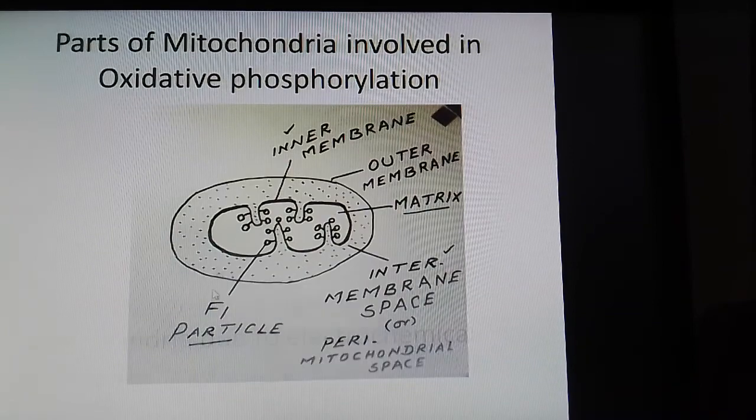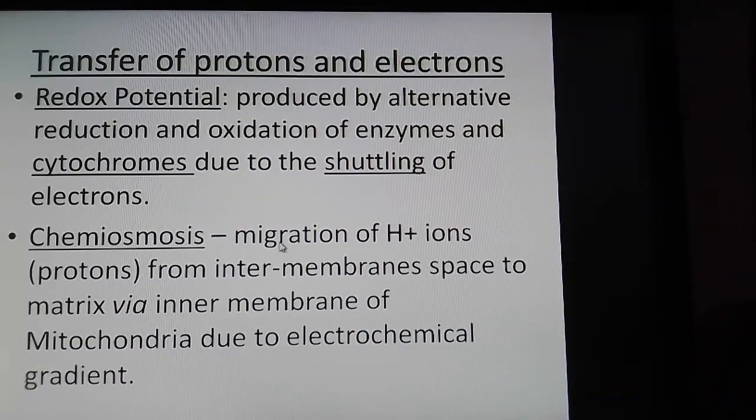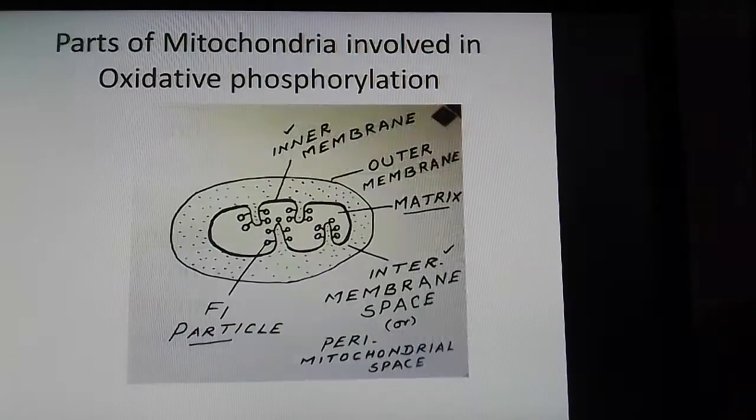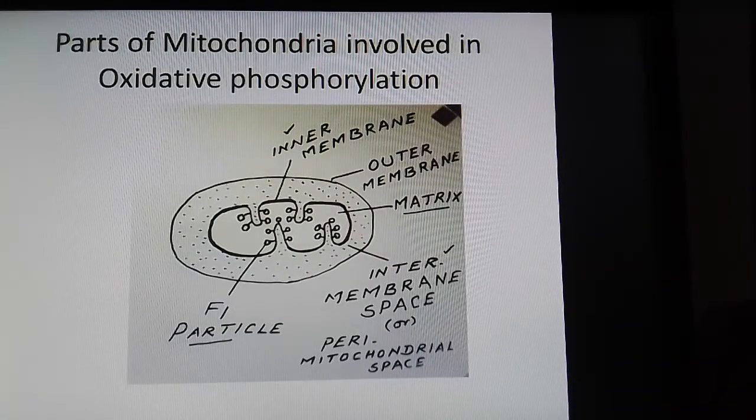Now here these are the regions where the process of oxidative phosphorylation may occur. That is, the oxidation of NADH and FADH2 will occur and the electrons will be passing to the final stage of the formation of ATP synthesis.